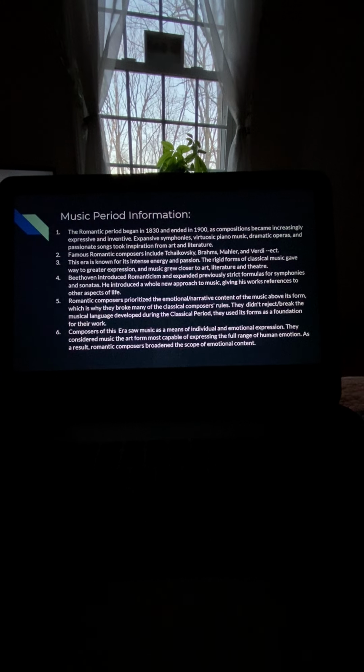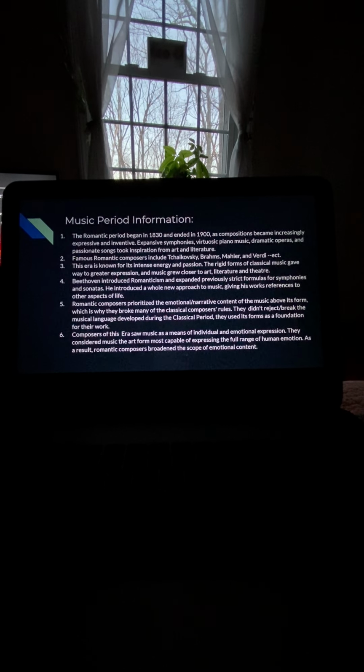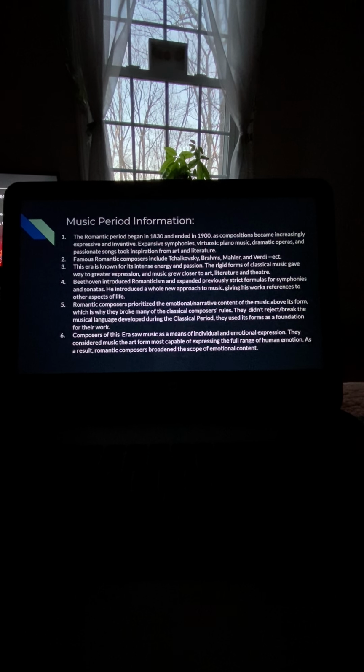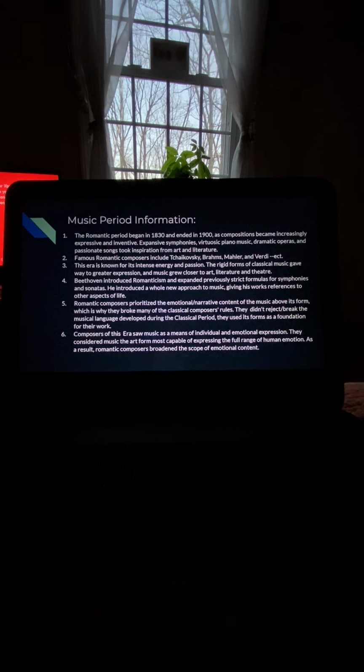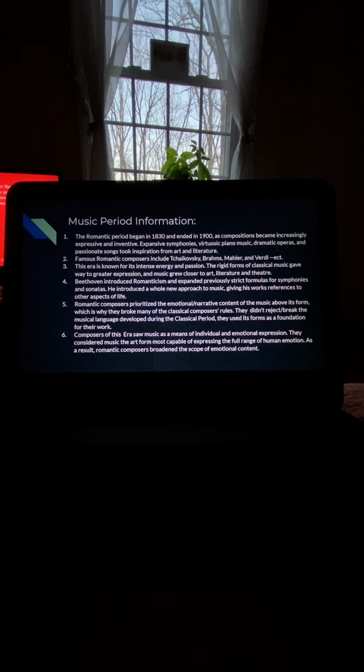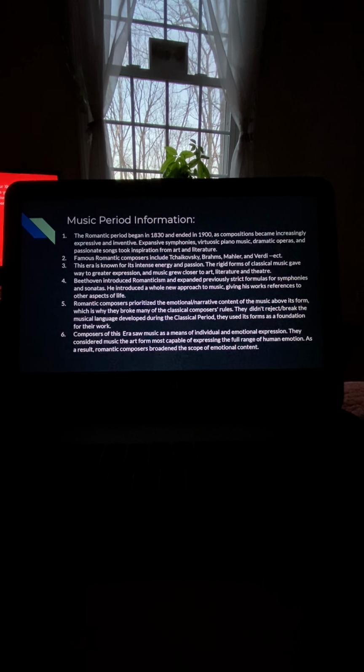This era is known for its intense energy and passion. The rigid forms of classical music gave way to greater expression, and music grew closer to art, literature, and theater. Beethoven introduced Romanticism and expanded previously strict formulas for symphonies and sonatas. He introduced a whole new approach to music, giving his works references to other aspects of life.